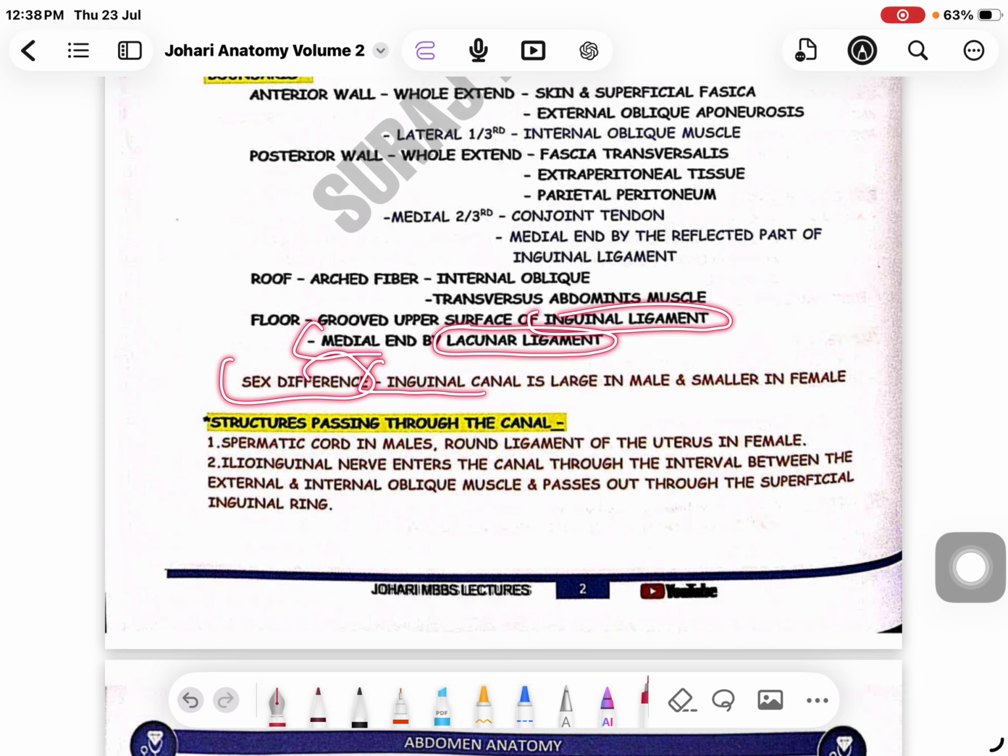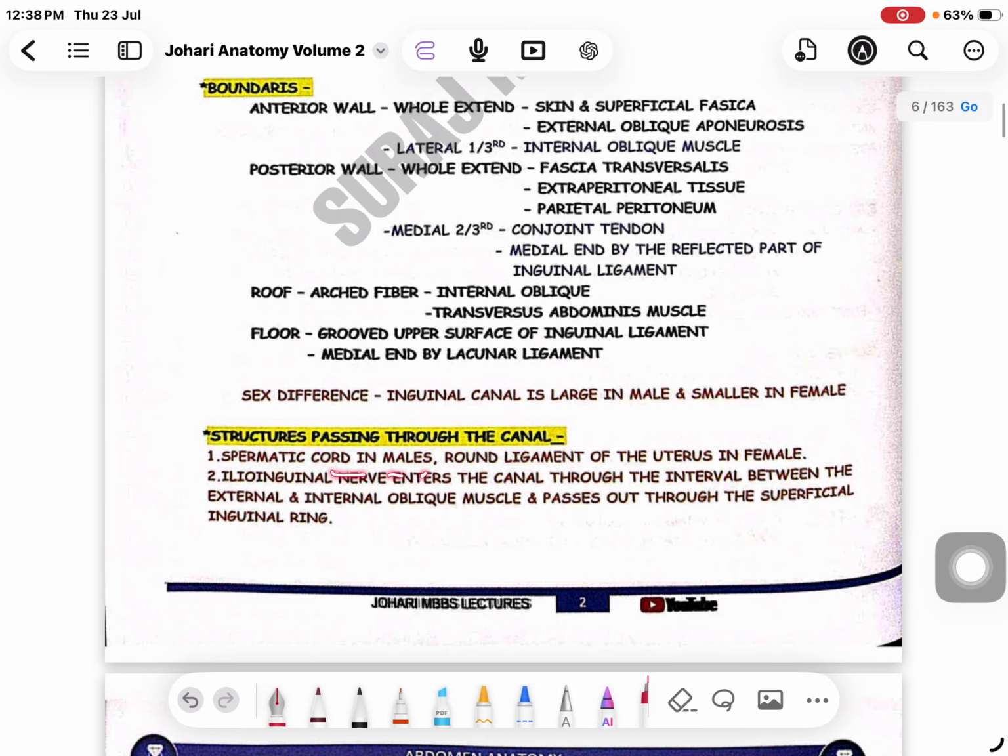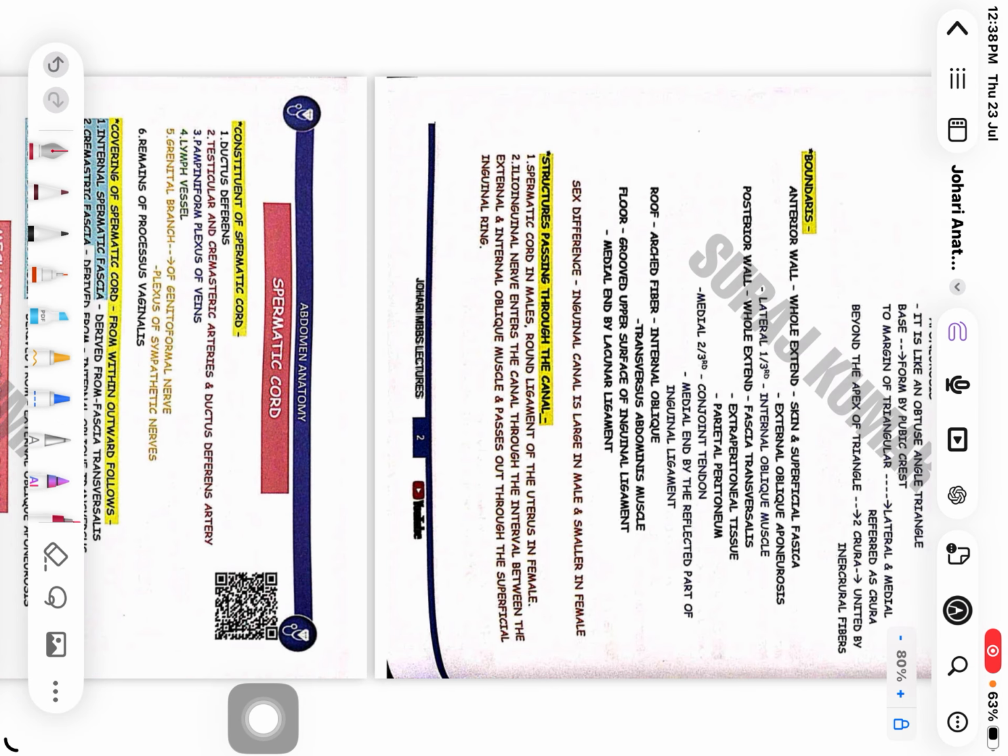Sex difference: the inguinal canal is larger in males and smaller in females. The structure passing through the canal is the spermatic cord in males and the round ligament of the uterus in females. So there are two structures: the spermatic cord in the males, and the round ligament of the uterus in the females. This is the only difference you need to remember. So here it's done.